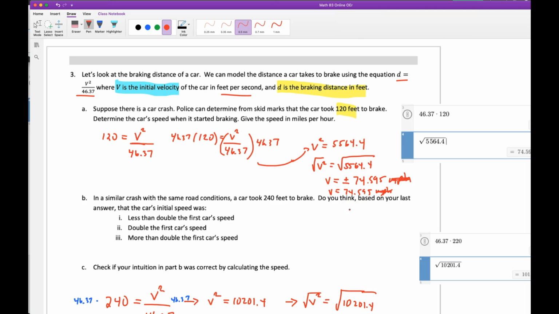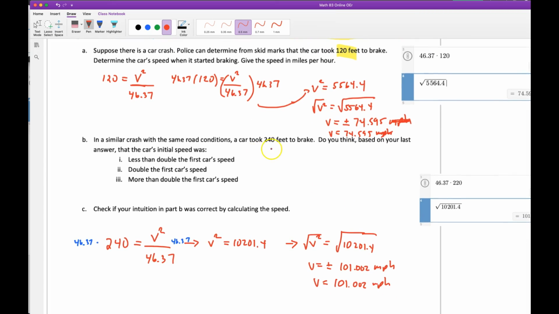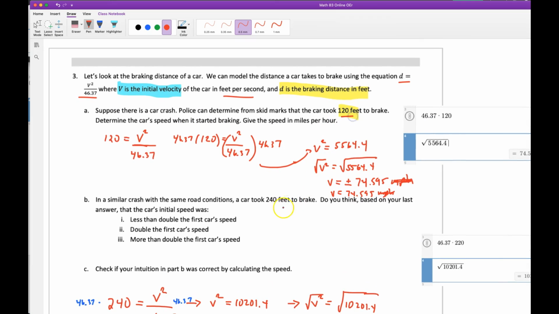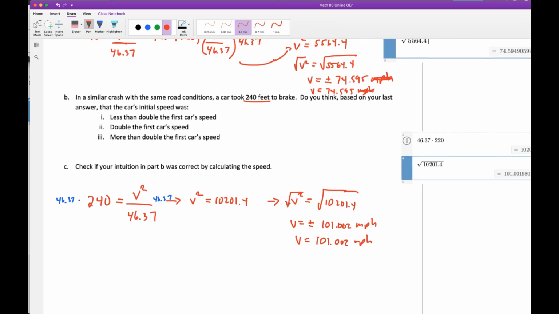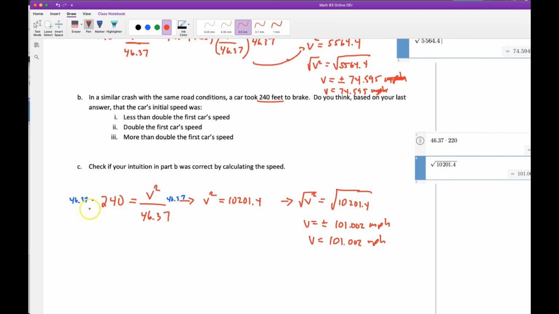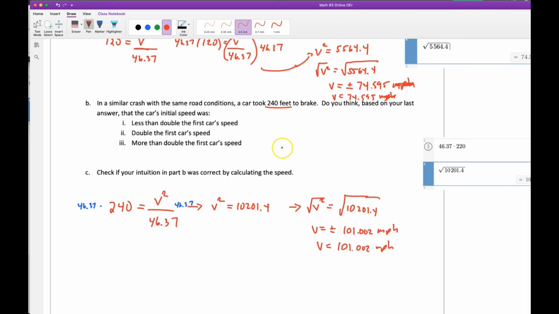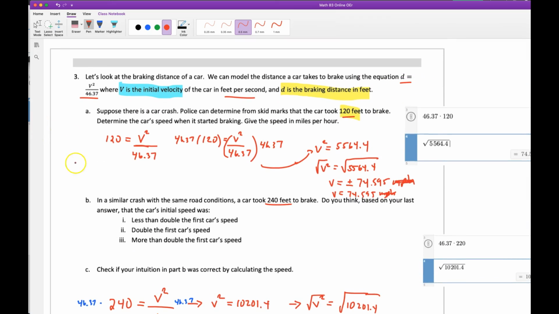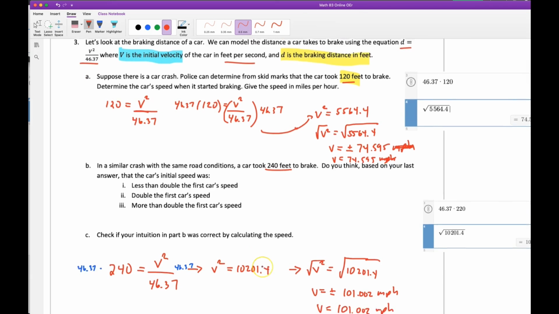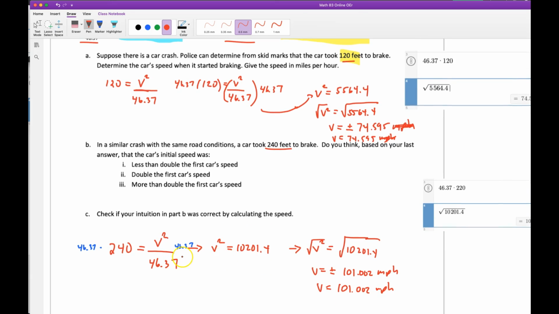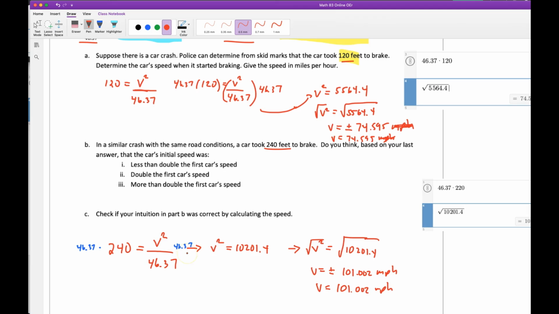74.595 feet per second. And then what happens if we go from 120 to 240, double our braking distance? What happens to the speed now? There is the solution for that here. Again, you can see my math after the initial setup. 240 gets substituted in for D. And then you have the process of solving them again.